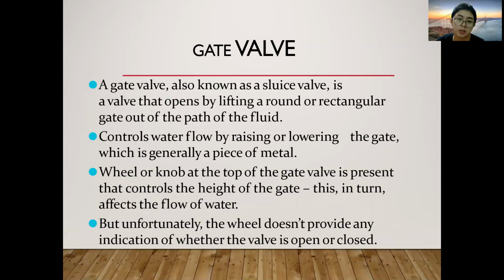Gate valve, also known as a sluice valve, is a valve that opens by lifting a round or rectangular gate out of the path of the fluid. It controls water flow by raising or lowering the gate, which is generally a piece of metal.